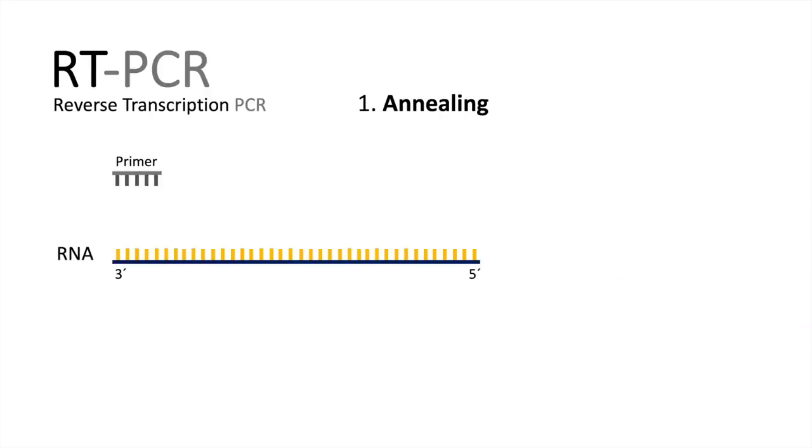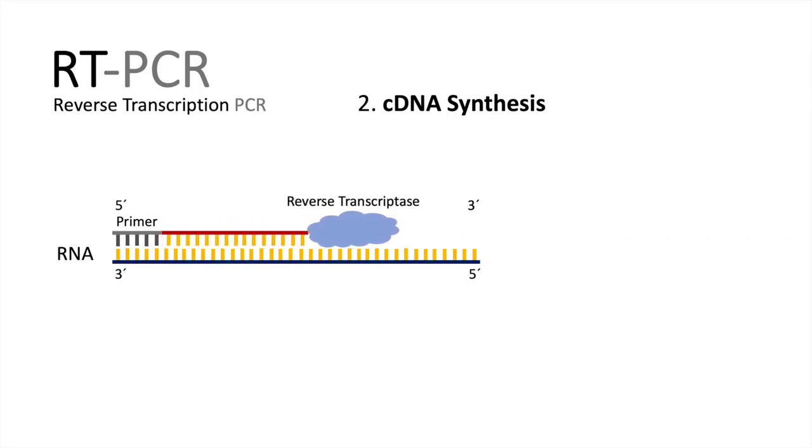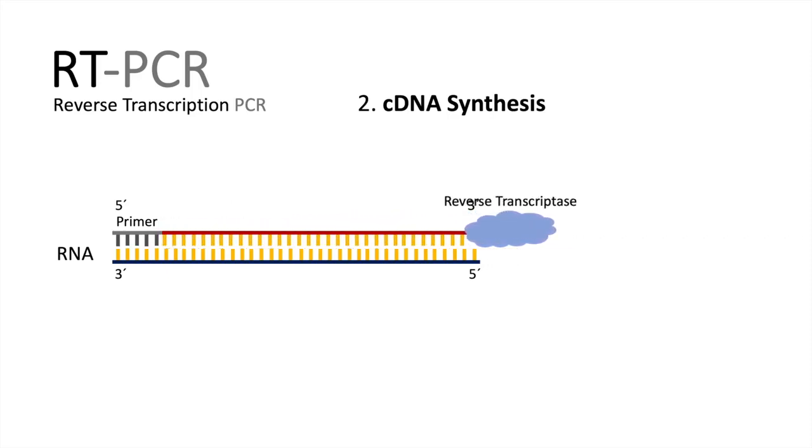So first we split the RT-PCR into two steps. First we have the reverse transcription. And what happens here is that we need the primer to anneal to the RNA template. The second step is the cDNA synthesis, and this is done with an enzyme called reverse transcriptase. Reverse transcriptase binds in the primer region and is now synthesizing the DNA nucleotides, the newly cDNA strand.